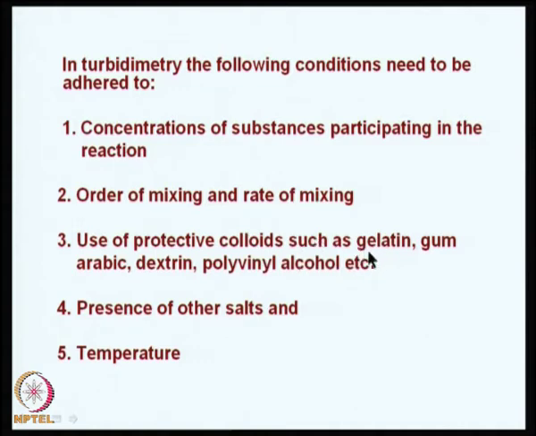Most of these substances are used as a 1% solution, about 1 ml or 1.5 ml, 2 ml, depending upon the standardization of the procedure. And you have to add these reagents either along with the other reagents or before, so that the viscosity is already higher when you want to determine the absorbance.